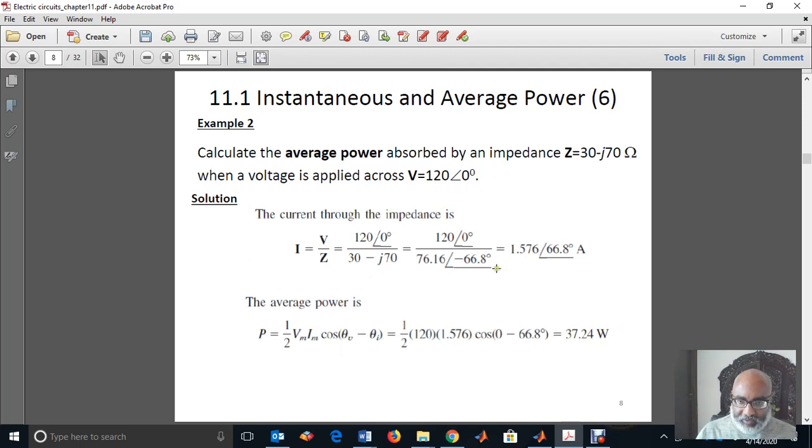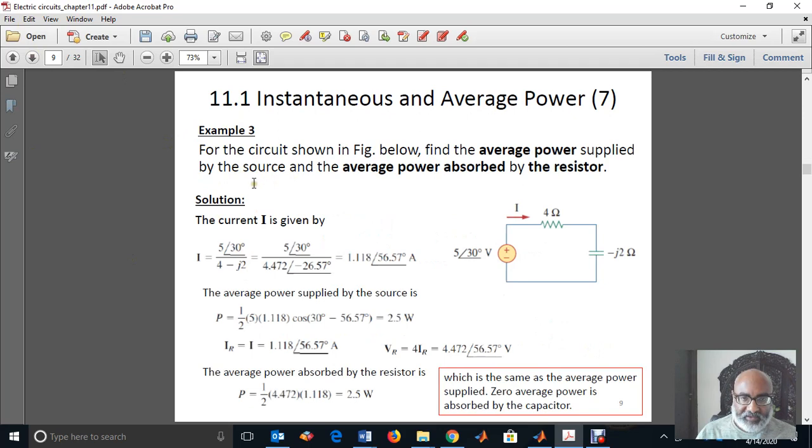So the average power now, this is phasor representation. This is Vm, this is the angle, and this is Im. Vm is 120. So P, the average power, is 1 over 2 Vm Im cosine of theta V minus theta I, which is equal to 1 over 2 times 120 times 1.576 times cosine of 0 minus 66.8, which will become this one.